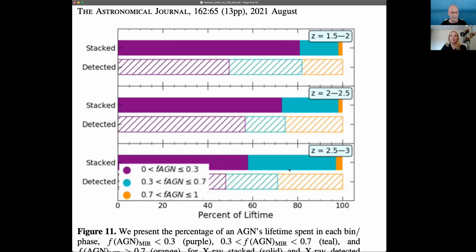Cool. And lastly, we found that the combination of the obscuration plot and the toy model plot suggests that the fraction of time an AGN spends in its obscured phase may increase with redshift as well.